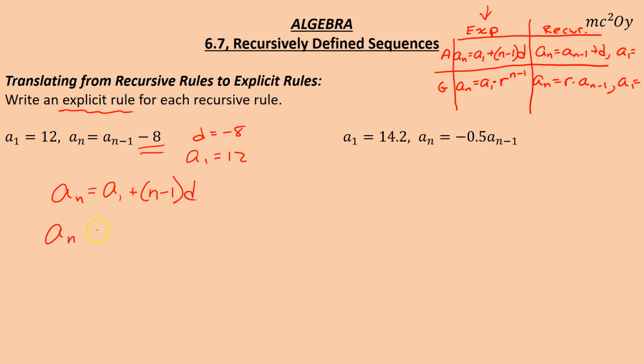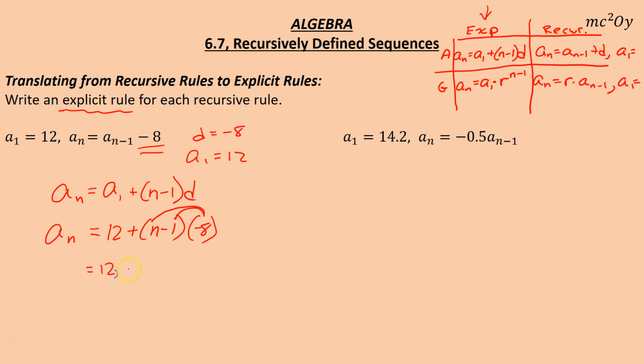A sub n is just like our y. A sub 1 is our d, negative 8. Excuse me, a sub 1 is not our d. A sub 1 is 12 plus n minus 1, and our d is negative 8. And I'm going to put negative 8 in parentheses because I'd multiply that. And I'm actually going to multiply this out now. So I'm going to distribute that.